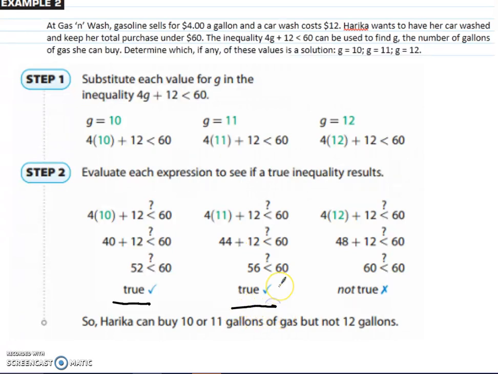That is true. 4 times 12 is 48. 48 plus 12 is 60. Uh-oh. This is not true because 60 equals 60. So the only two options are 10 and 11. All right, let's go to the next one.